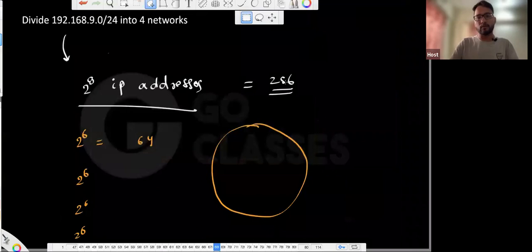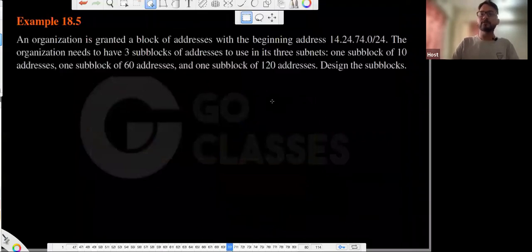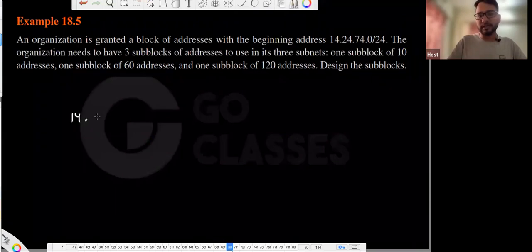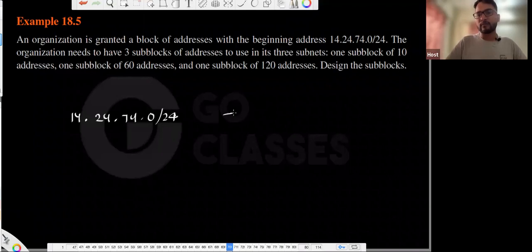So let me go here. See, it has a pool of IP addresses. There are many IP addresses in this network. Can anyone tell me how many IP addresses are there? There are 2 power 8 IP addresses, right?